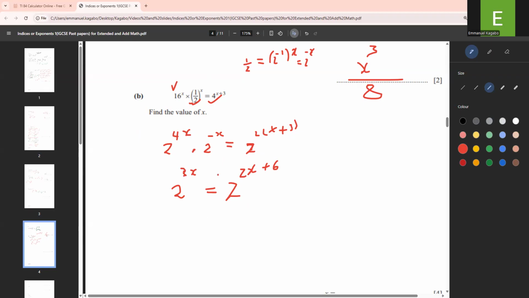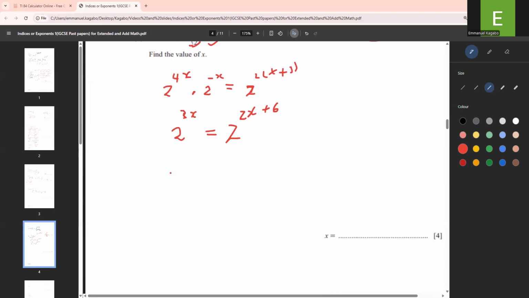Okay, now if bases are equal, powers are going to be equal. So that means I'll get 3x. Bases are the same, powers are going to be the same. So this is 2x plus 6. And this is correct, like terms: 3x minus 2x equals 6. What do I get? I'll get x equals 6, and the answer is here.